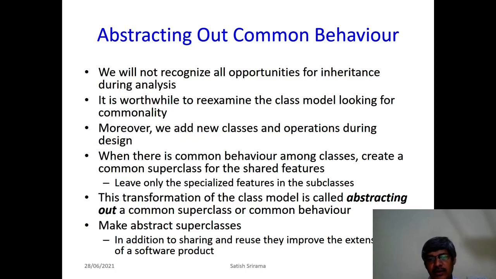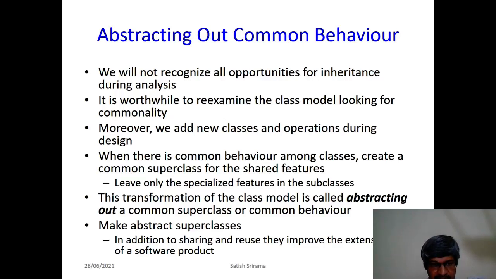So we will not recognize all the opportunities for inheritance during analysis. We came to this design from analysis. During the analysis itself, we were trying to find some sort of inheritance, both in domain analysis and also in the application analysis. But still we may miss something. So during this class design, it is worthwhile to re-examine the class model looking for commonalities. Okay, we may miss something.